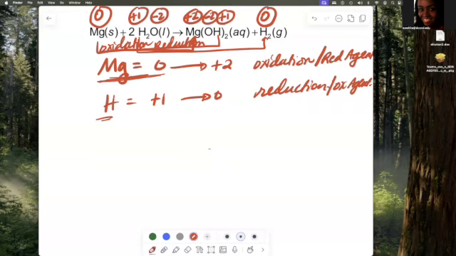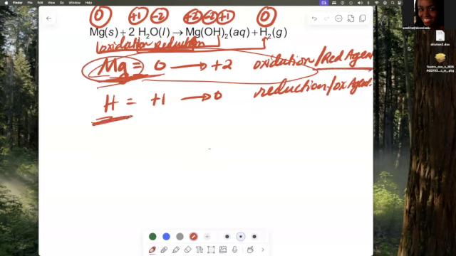So the element undergoing oxidation doesn't cause oxidation in others. It is undergoing oxidation, but because of that, it causes reduction in the other element. When it shows up oxidizing, the other element responds by reducing. So the magnesium is causing reduction in the other element, therefore facilitating reduction, therefore it's an agent of reduction.